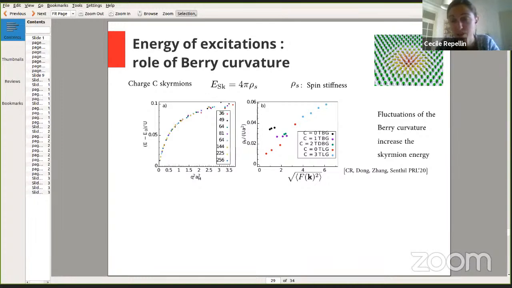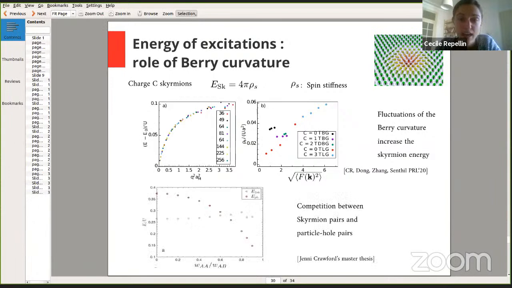But since this skyrmion energy can increase due to band structure properties, basically, because that's what the Berry curvature is, a band structure property, we can wonder whether other excitations can become more favorable. Can they have a lower energy? Namely, another possibility in the system for a charge excitation is just to form a particle-hole pair that you fully separate. This calculation was done by a master student at MIT who worked with us and calculated both the energy of a skyrmion anti-skyrmion pair in green and the energy of this particle-hole pair in red, and showed that there was indeed a crossover.